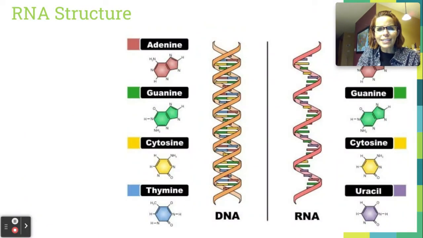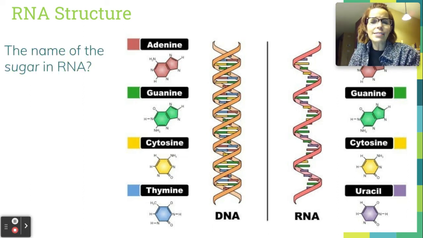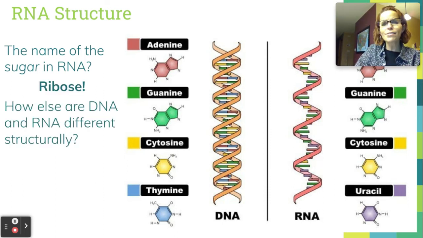So let's take a look at the DNA and RNA structure. Before I say anything, you should already know the difference between DNA and RNA. If you look at the DNA, you see a double helix. It's got 2 sides that are twisting. The RNA is single-sided. It only has 1 side. We already said DNA's sugar is deoxyribose. So the sugar in RNA is ribose.